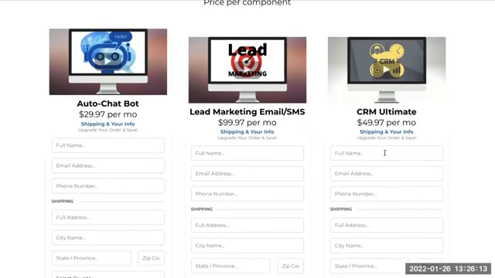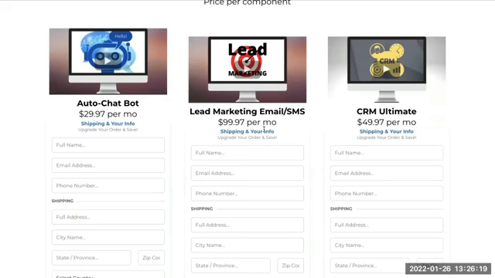Let's go over to, for instance, the lead marketing system, which is not only an email system, but a text system. This is sort of like MailChimp or GetResponse or AWeber on steroids, because all of those systems are is autoresponders for email. This does email, text, and voicemail drop even. So it's very powerful, and you can have as many people on this system as you want.